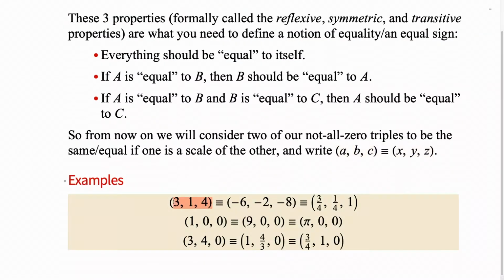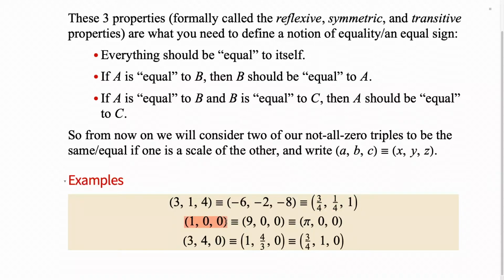The triple 3, 1, 4 should be considered the same as the triple negative 6, negative 2, and negative 8. That's a scale factor of negative 2. And both of those should be considered the same as the triple 3/4, 1/4, and 1. Going from the first to the last, you scale by a multiple of 1/4, or divide by 4.